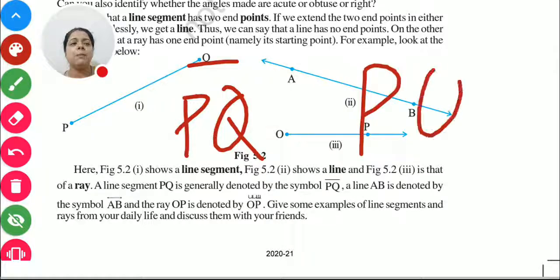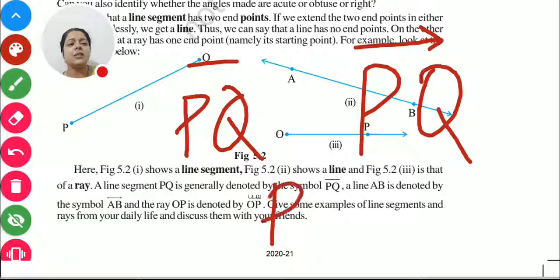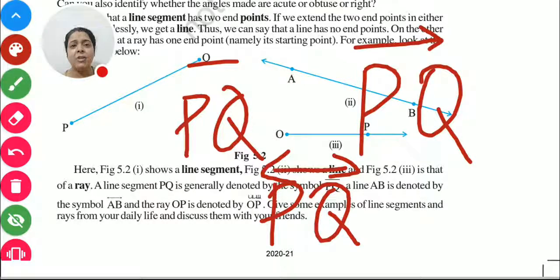Next I'm taking PQ and here I'll mention one arrow. An arrow to one side means what? If it has an arrow to one side, it's a ray. And next we are taking the third one. If you take PQ and you go for both the sides, with an arrow on both sides, it shows it's a line.